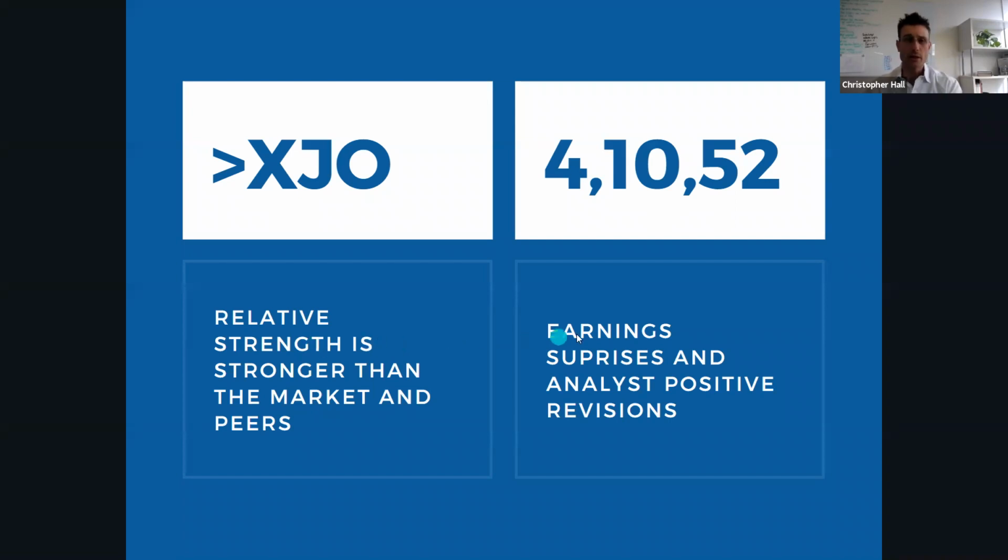We also want to see earnings surprises and analyst positive revisions. We want to see growth, and we don't want linear growth. We want exponential growth. 4, 10, 52 is exponential growth. One year, the earnings might be 4% growth, then 10%, then 52. We want that to consistently be going up, but not linearly. We want an exponential rise. That's where you get the massive interest, the institutionals coming on board, and then that pushes the share price rapidly. That's a key component that we want to see in the VCPs.